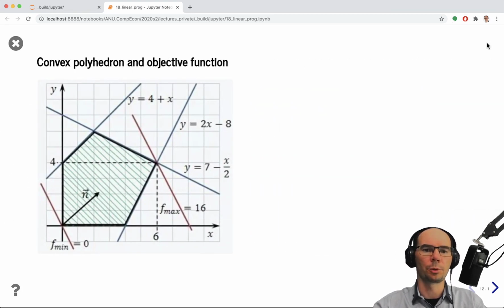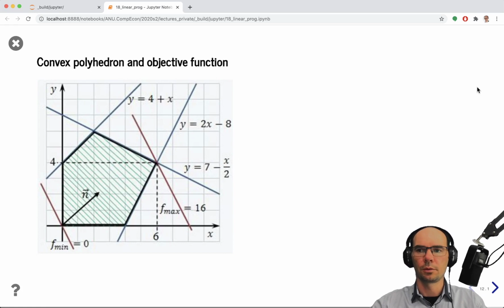Here's a picture for the problem. If you look hard enough, you can see in blue lines all of the constraints which I just presented, and the red lines show the direction of the objective function for this problem. And it's easy to see that the solution is given by this point here, where the objective function is maximized.